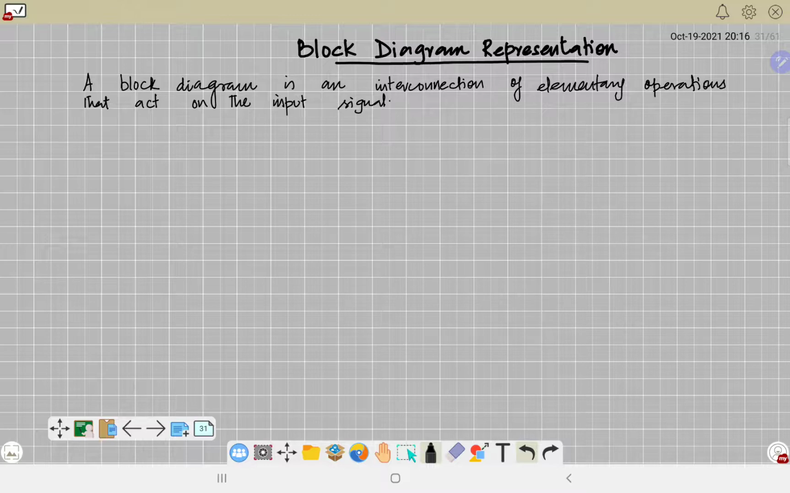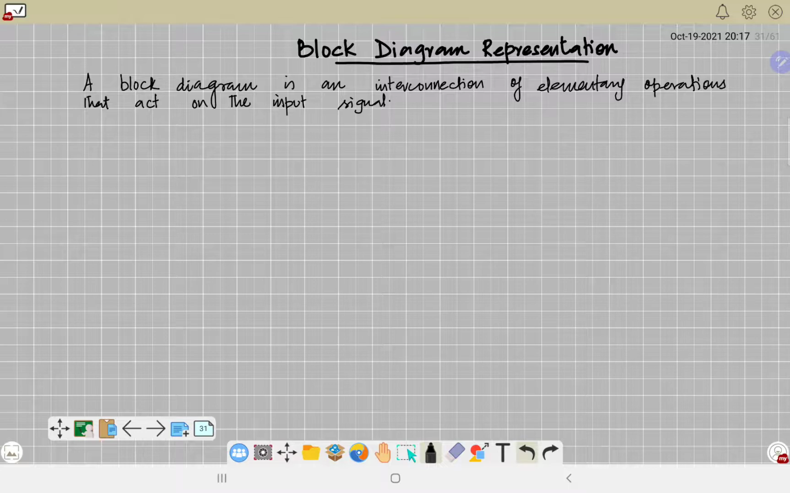So block diagram representation is a kind of graphical or schematic representation of those operations. Like I said, we have done some problems wherein, if you remember, we did a cascade implementation and a parallel implementation at the end of our first chapter, and we used some blocks. Here we will discuss it in a more formal way, what kind of blocks we can use while going for the block diagram representation of a particular system. Fine.